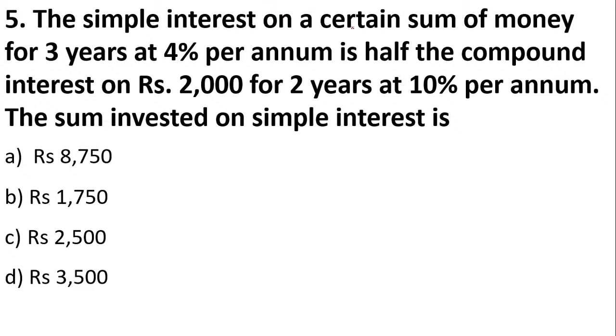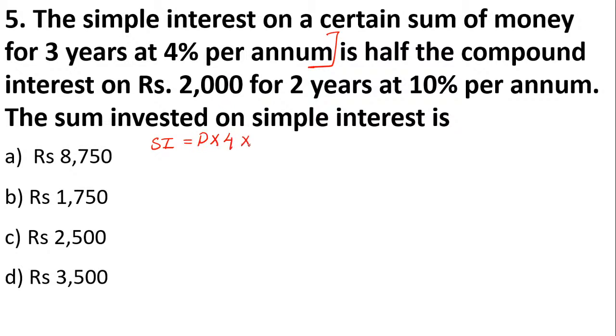Simple interest on a certain sum of money for 3 years at 4% per annum. Don't go beyond this. Just try to first solve the first part of the question. Up till here, try to solve the question. What are they saying? Simple interest on a certain sum of money for 3 years at 4% per annum. Let us first write this much and then see what we can do. Simple interest is equal to P into R. How much is R?